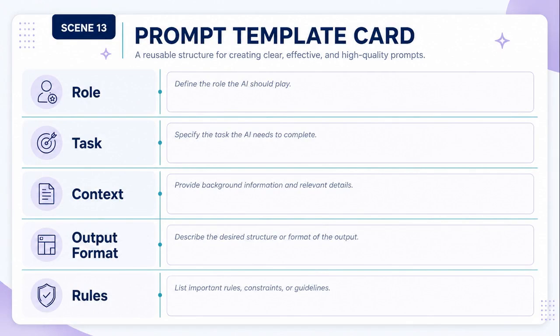Now let's look at template 1, a general high-quality prompt. Use this simple template for most tasks. Act as [role]. Your task is to [specific task]. Context: [background information]. Output format: [bullet/table/step/script]. Rules: [tone, length, examples, constraints]. This template works because it reduces guessing. It turns a vague request into a clear instruction.